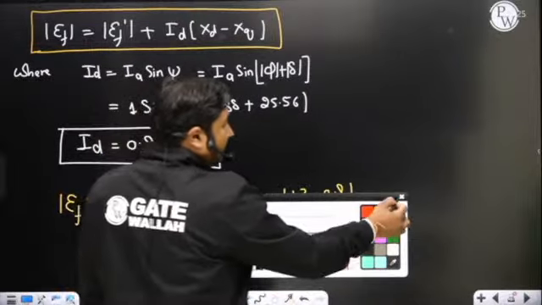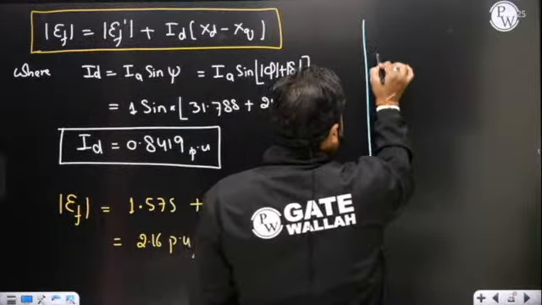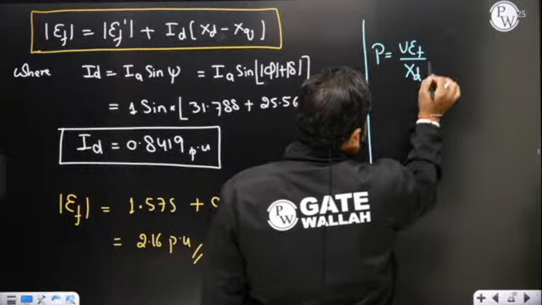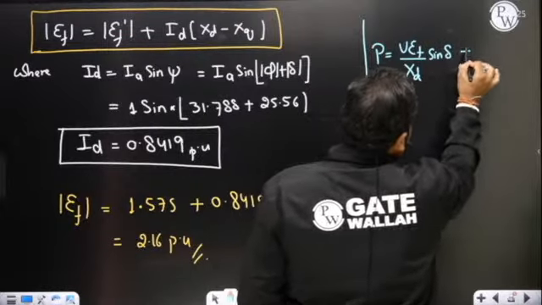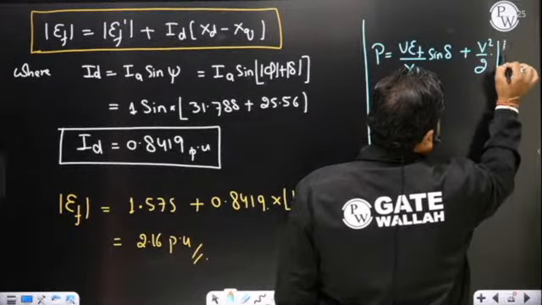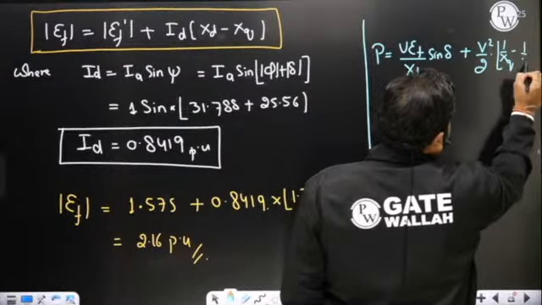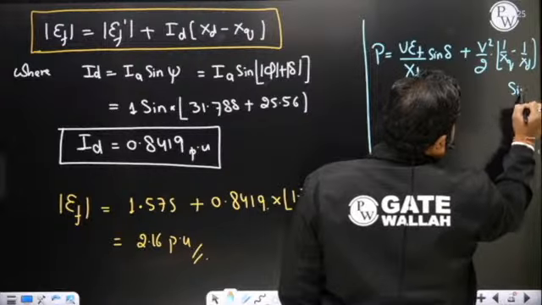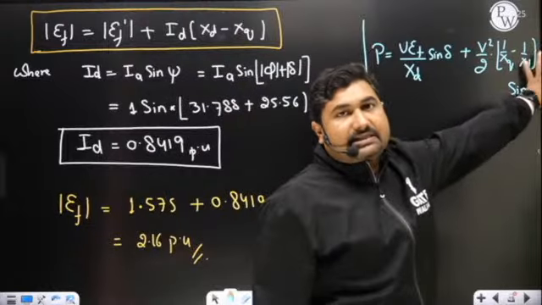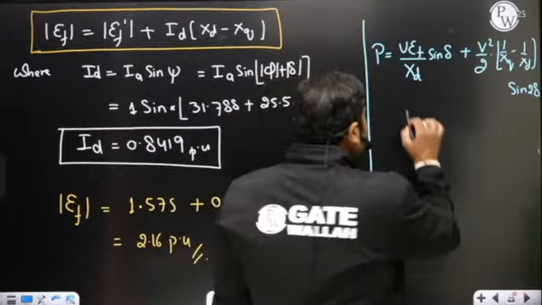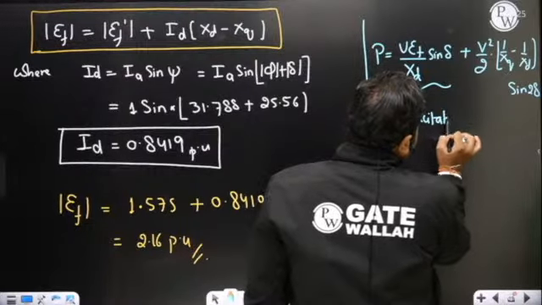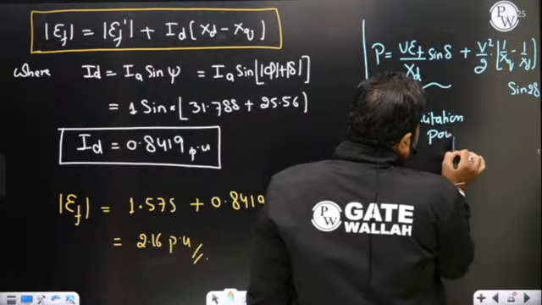Now, further you need to write the power angle equation: V EF by XD sine delta, this is the per phase power, plus V square by 2 into (1 by XQ minus 1 by XD) sine 2 delta. But this is the reluctance power. They are asking about the excitation power only. So this portion of the power is called the excitation power.